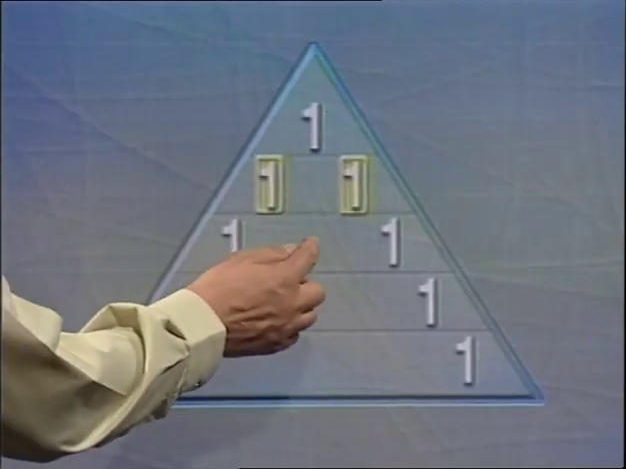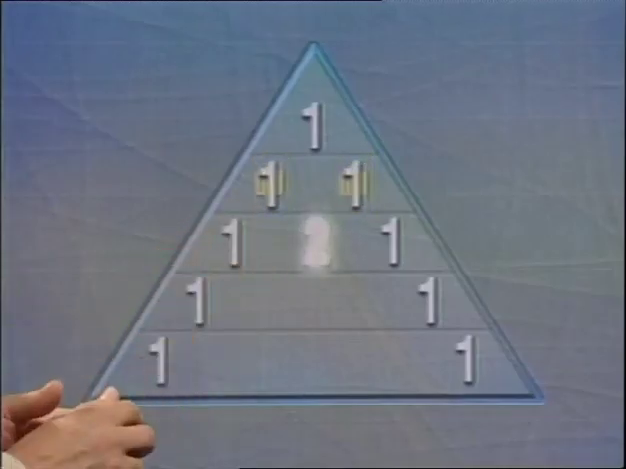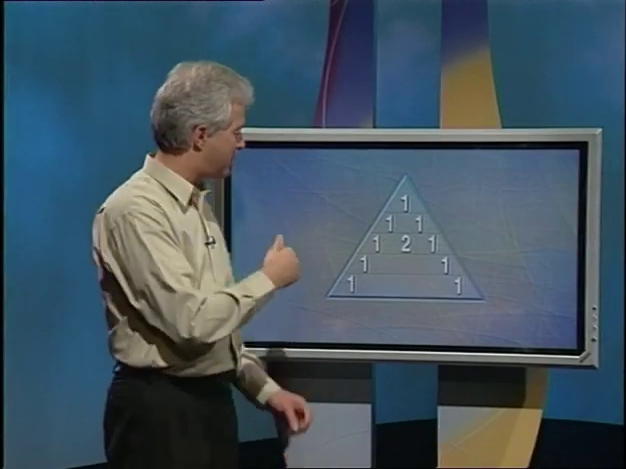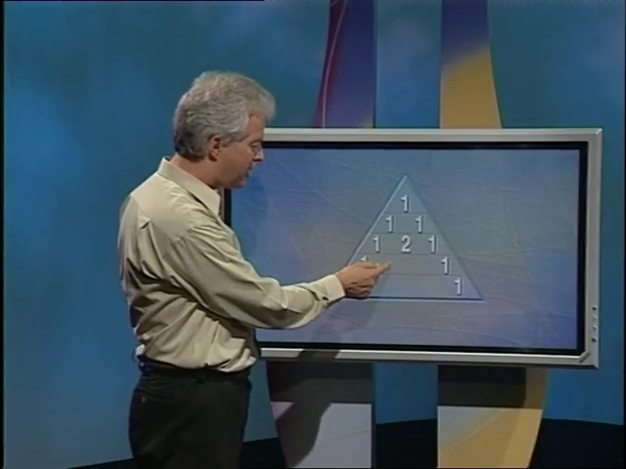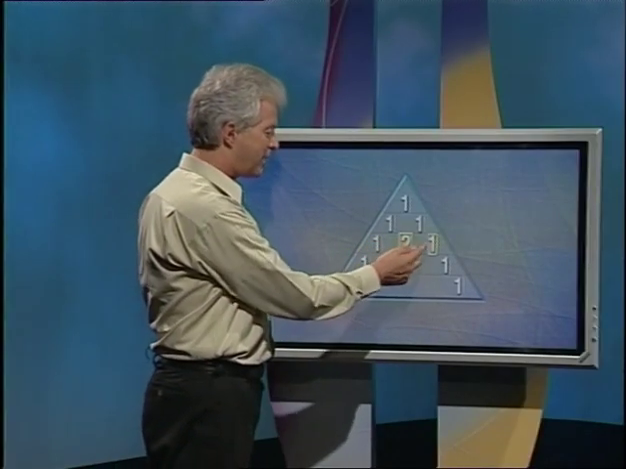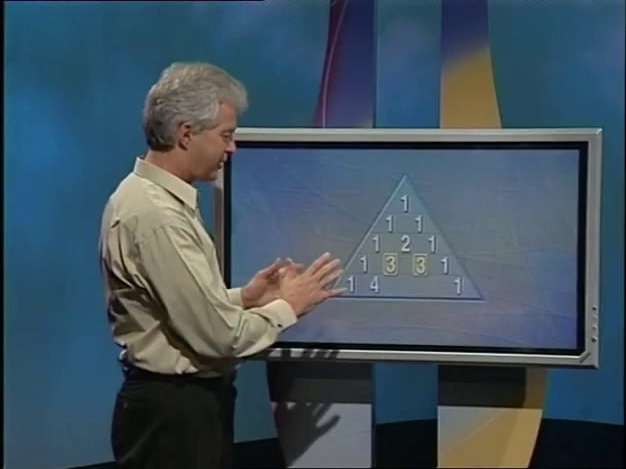The number here comes from the two ones above, 1 plus 1 giving us 2. And each number in the triangle is obtained by adding the two numbers above. For example, if you want the entry here, 1 plus 2 gives us 3. Or here, 2 plus 1 gives us 3. And let's watch while the board completes the triangle so far.